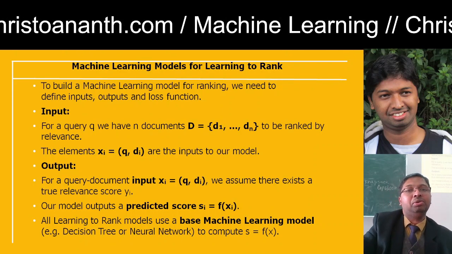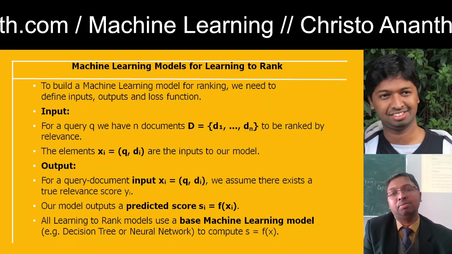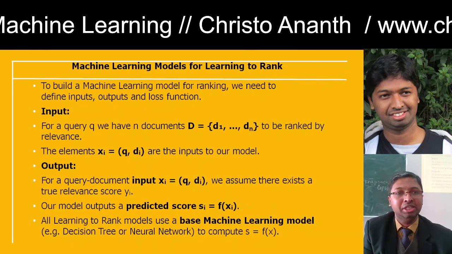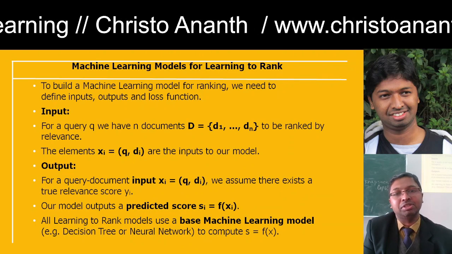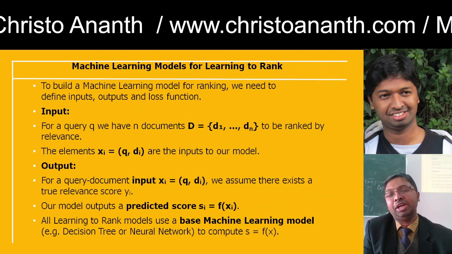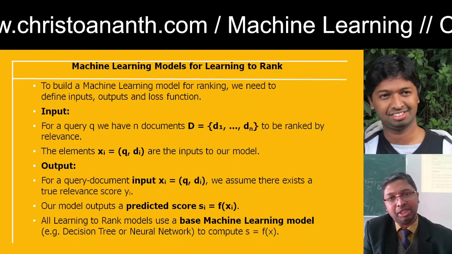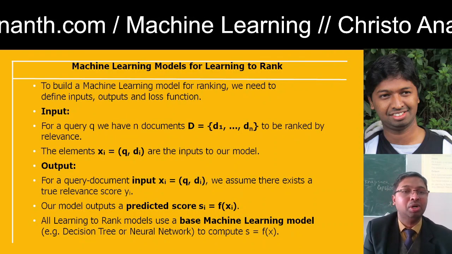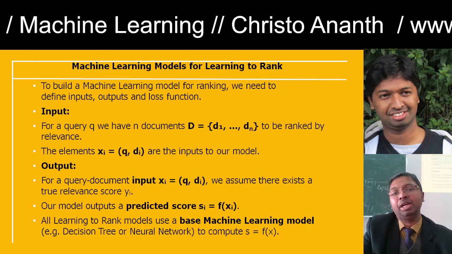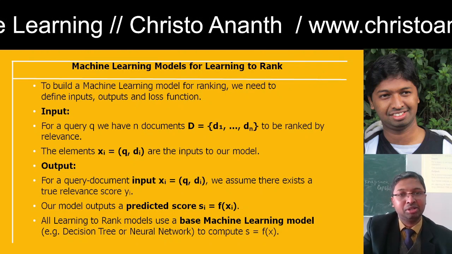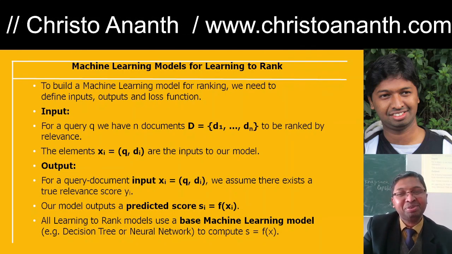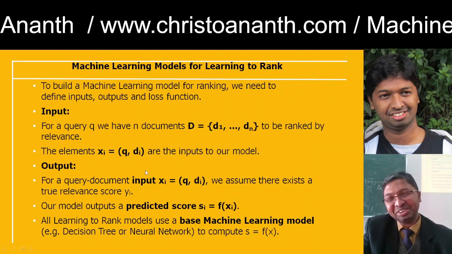So for the query q, we will have n number of documents, so D is equal to D1 up to Dn, that will be ranked according to the relevance. Here you will be finding out xi, q, the query, and then document di, which are nothing but the inputs to our model. So here we will be computing the output for the query document. So input xi is equal to q comma di.